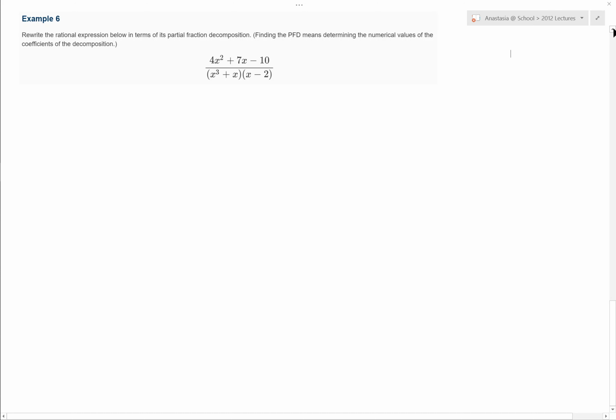Hello. In this example, we're continuing our discussion of section 6.3 on partial fractions. Example 6 asks us to rewrite the rational expression below in terms of its partial fraction decomposition. So notice, finding the partial fraction decomposition means determining the numerical values of the coefficients.